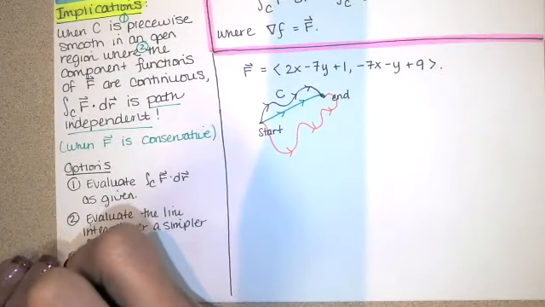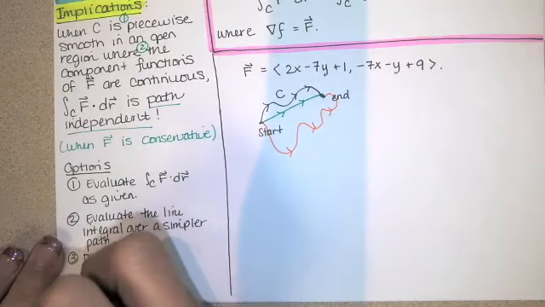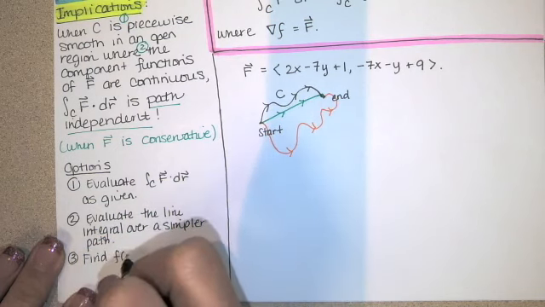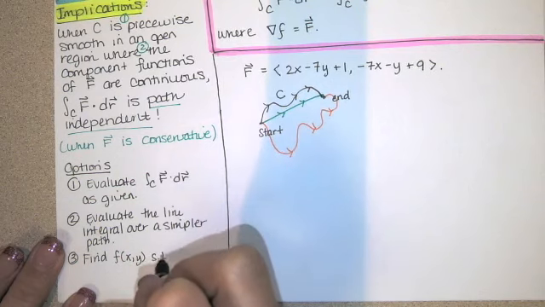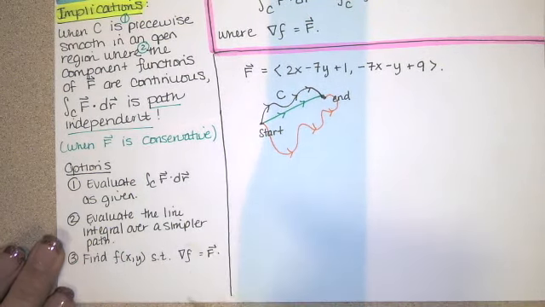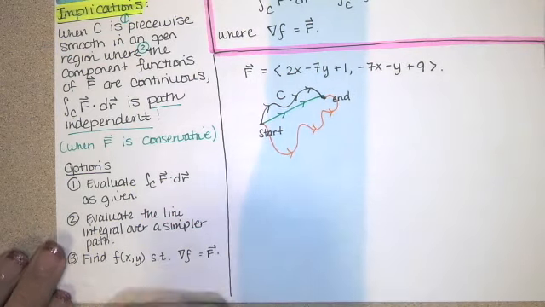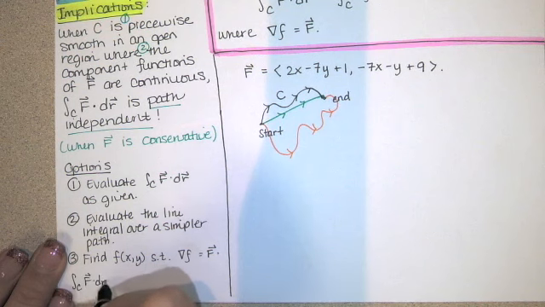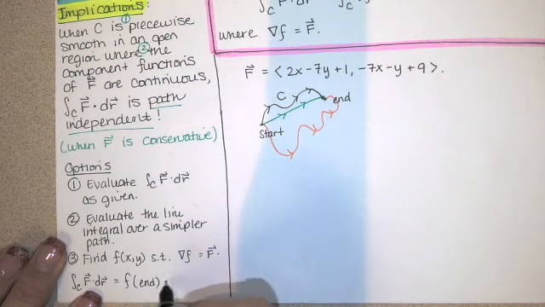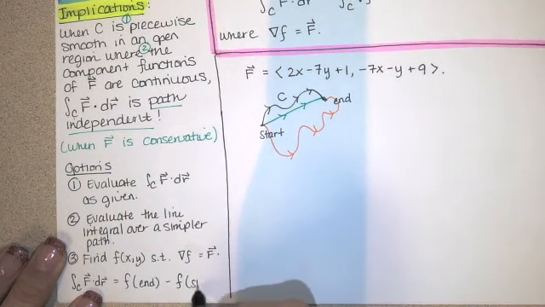And then the third option is you could just find the potential function. You want to find that function f of x and y such that the gradient of little f is equal to big F. Once you do that, if you can identify the starting point and ending point, then you know that the line integral is equal to f at that ending point minus f at that starting point.